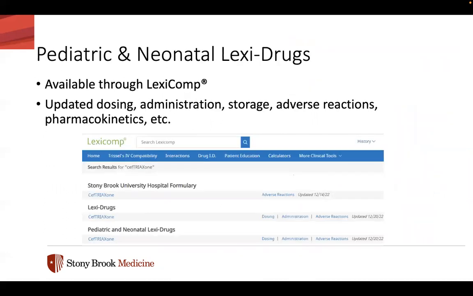So for Pediatric and Neonatal Lexi-Drugs, that's available through Lexicomp. Whenever you search for a drug in Lexicomp, this is what you see. You'd always want to make sure you're picking the Pediatric and Neonatal Lexi-Drugs when you're looking up doses for a pediatric patient. As we know, it has updated dosing, administration, storage, adverse reactions, and pharmacokinetic information as well. What I found really interesting is that certain drugs actually do have specific pediatric pharmacokinetic information. There are some drugs where you could find that information, and it'll say adult dosing unless otherwise noted. So you have a lot of information available to you.